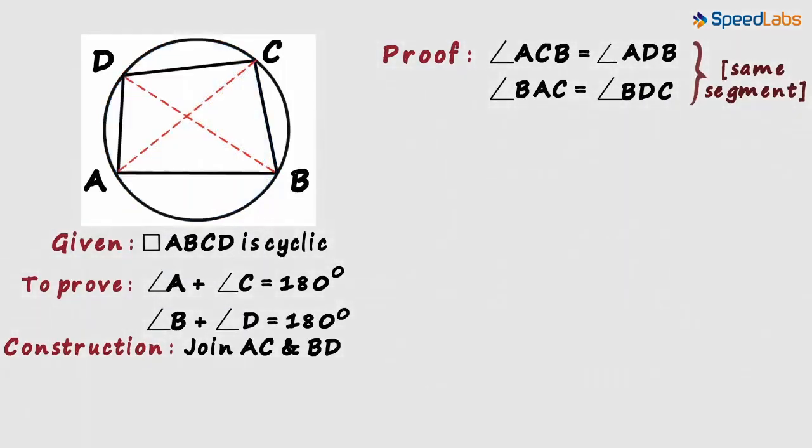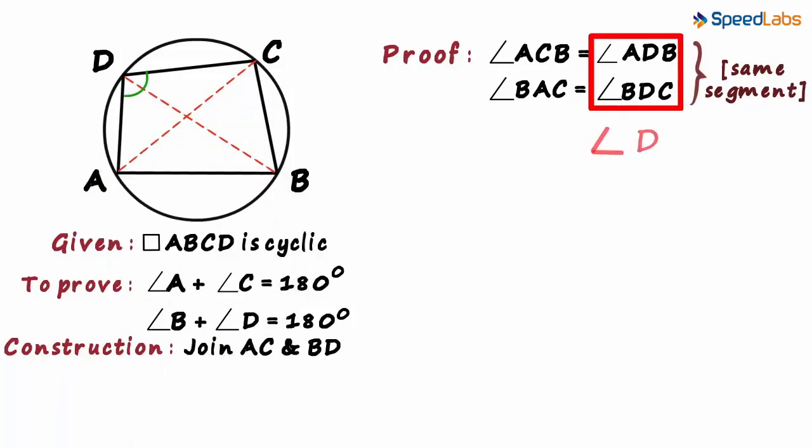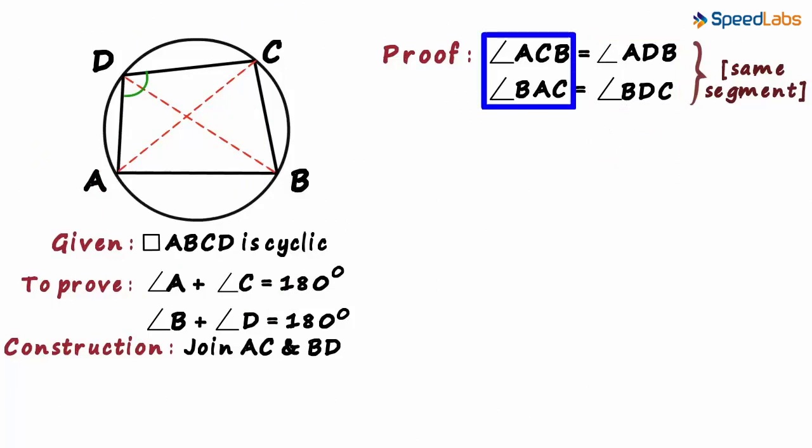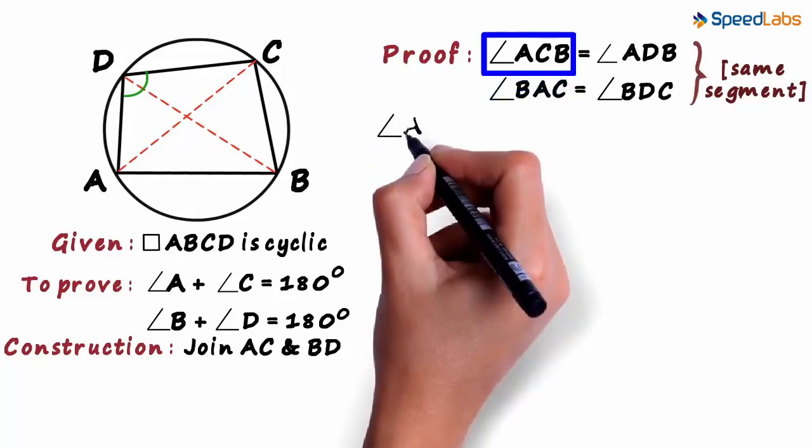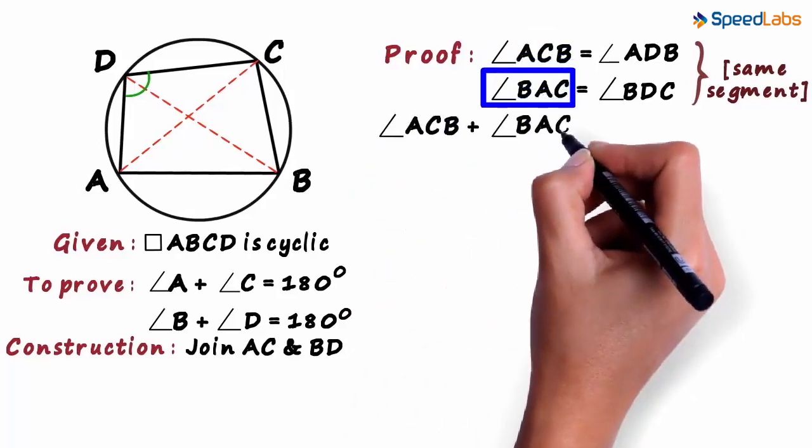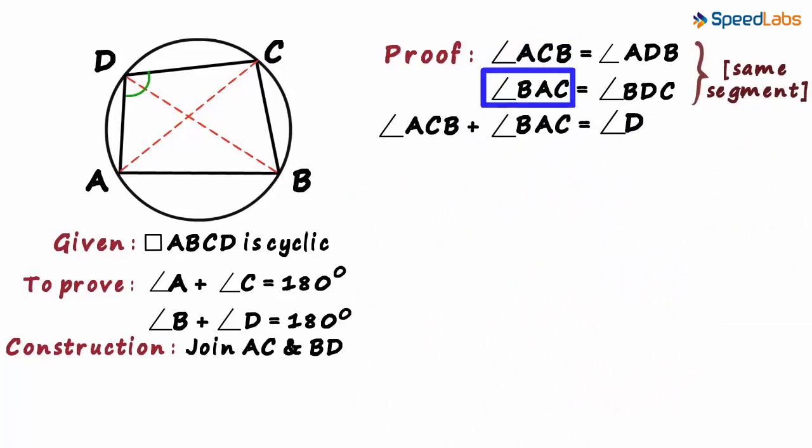Look at the figure now. If we add angle ADB and angle BDC, we will get angle ADC, which is actually angle D. So if we add the right-hand sides of these two equations, we get angle D. But we can't just add the right-hand sides. We will have to add the left-hand sides too. Adding these two equations, we get angle ACB plus angle BAC equals angle D. It gets even more interesting.